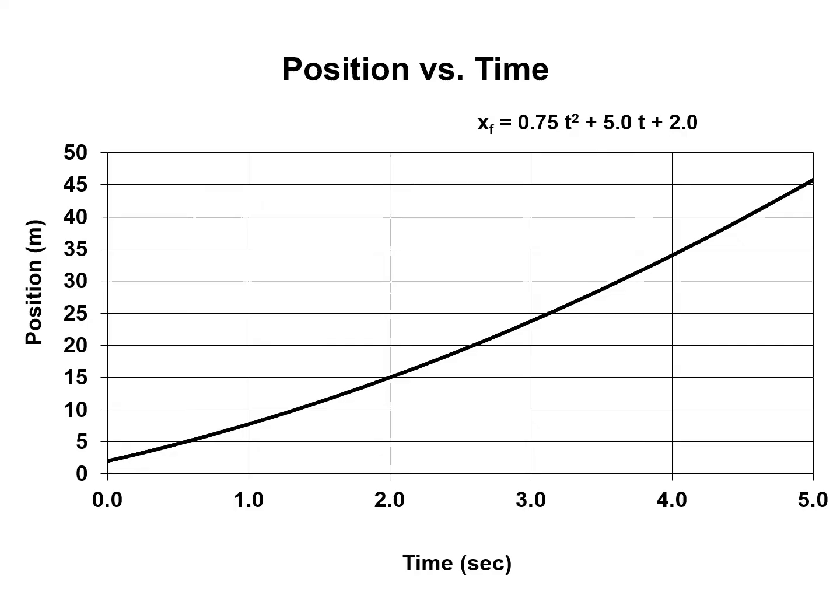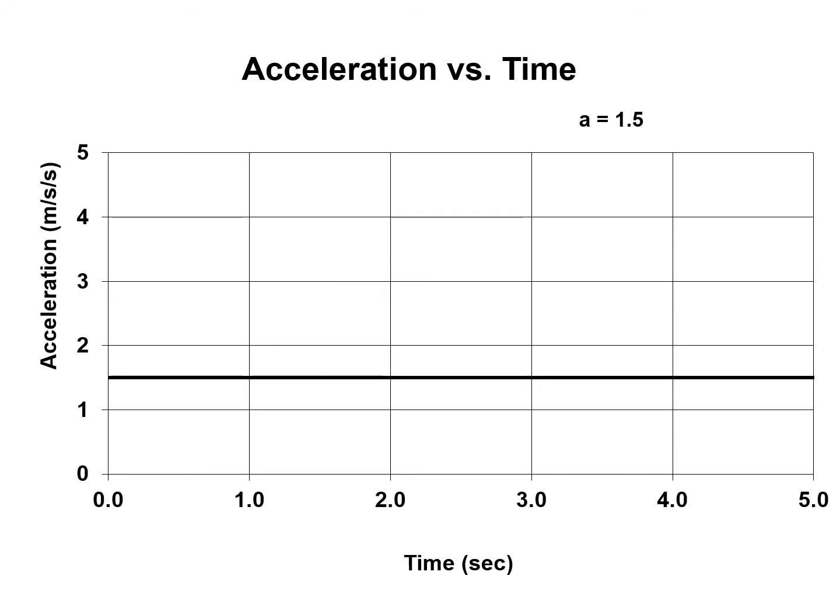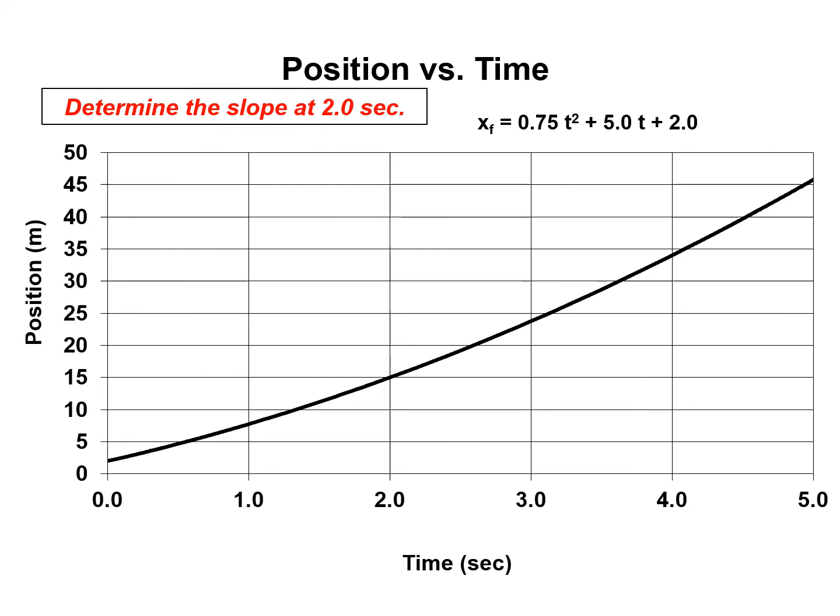Comparing graphs. So here we have a position versus time graph of an object that's moving a certain position given the amount of time. We also have a velocity versus time graph for the same object that's moving, so they both describe the same motion. Additionally, we have an acceleration versus time graph. So I want to analyze the position versus time graph, and I want to determine the slope at 2 seconds.